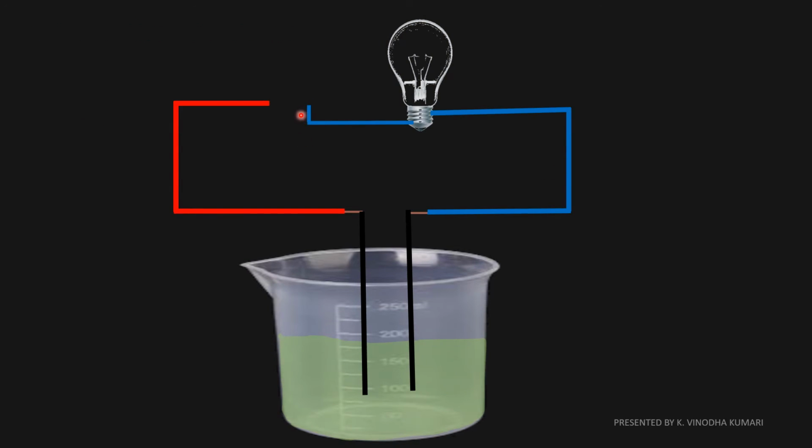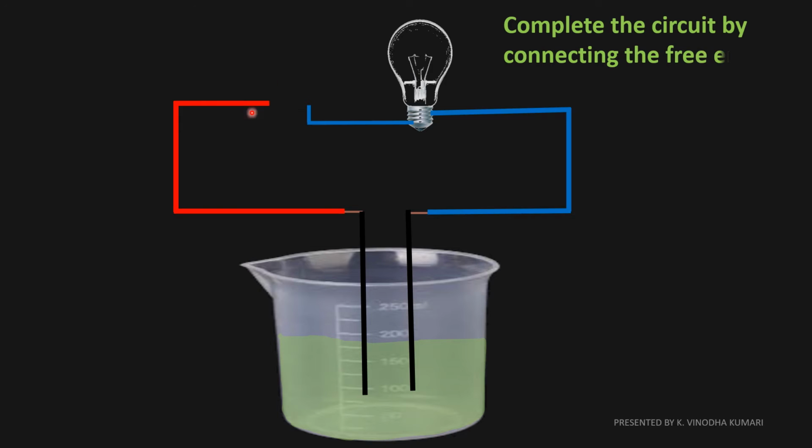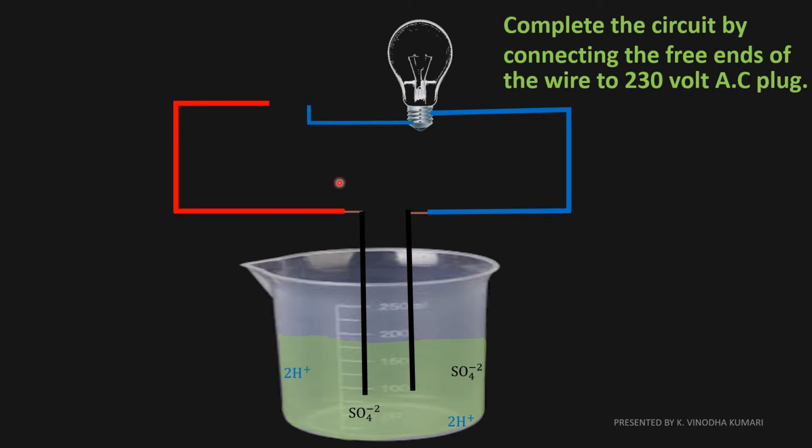For the first solution also, we have seen that we completed the circuit by connecting it to the 230 volt AC plug. For this solution also, as with the dilute HCl solution we took in the beaker, we will complete the circuit, connecting the free ends to the 230 volt AC plug, and we'll see what will happen. In the HCl, we have seen that the bulb glowed due to the movement of the ions. Now we have taken the dilute H2SO4, and we'll see whether the bulb glows or not.